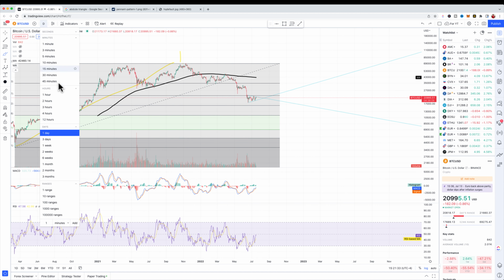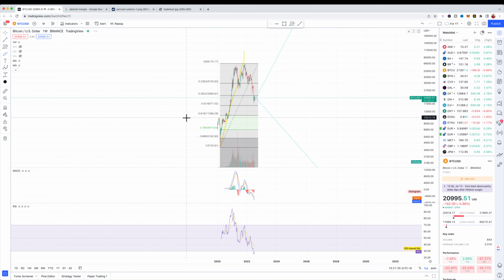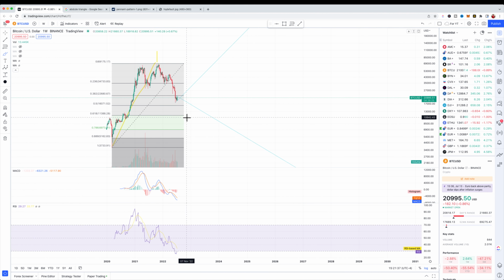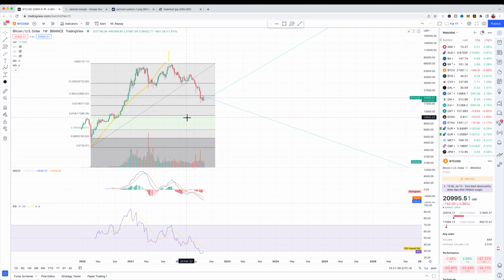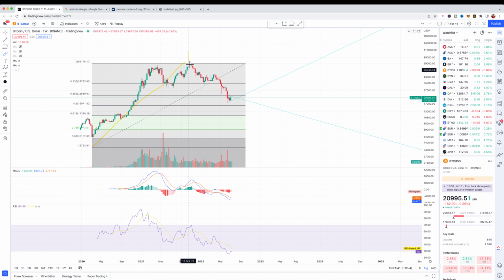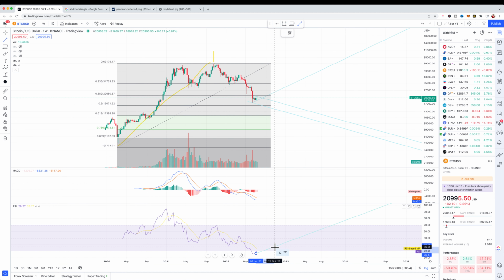One of the ways that we could potentially anticipate a bottom coming in is with some type of bullish divergence on the RSI. So right now we do not have any type of divergence. Divergence is going to be when we have a lower low on price action with a higher low on the RSI. So it would look something like this.